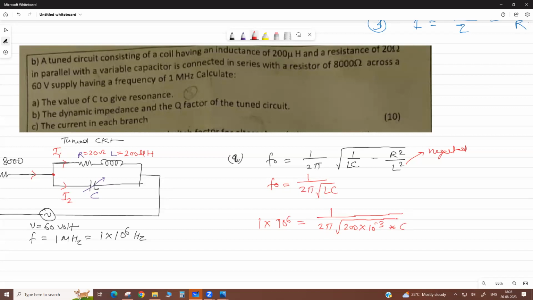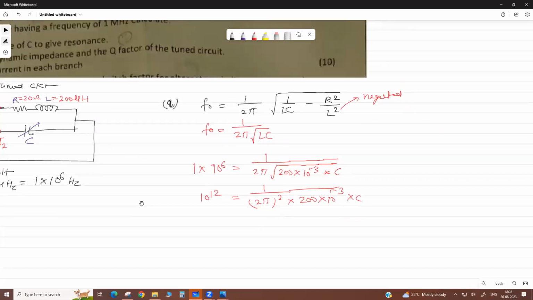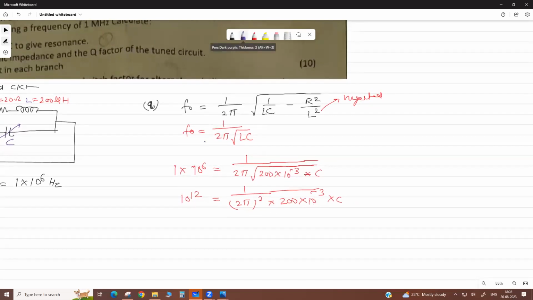Now you equate this. We square on both sides. When we square this, it becomes 10 raised to power 12, equals 1 by the square of 2 pi, and this becomes 200 into 10 raised to power minus 3 into C. Now we can take C to this side.